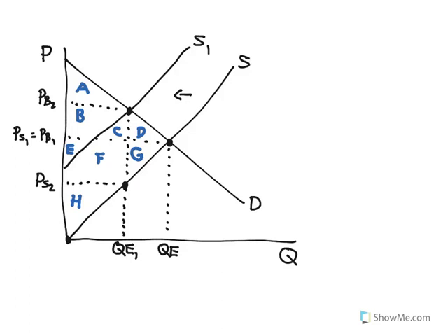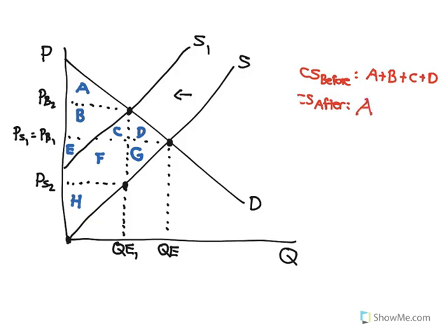So before the tax, we'll say CS before. So what area was that? Well, that's A, B, C, and D. The area above the price, which was PB1, and below the demand curve. So before the tax, it was A, B, C, and D. After the tax, CS after, we have to use PB2 as our price. So the area above the price, PB2, and below the demand curve. And that's just A.